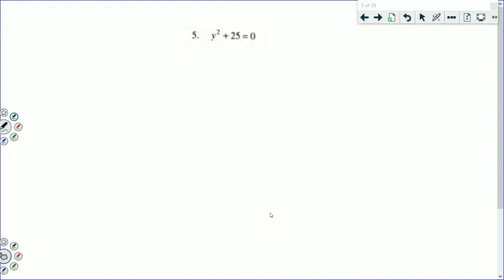So again, for y squared plus 25, we're going to get y squared by itself. So y squared is equal to negative 25. Then we take the square root of both sides and we get that y is equal to plus or minus the square root of negative 25.